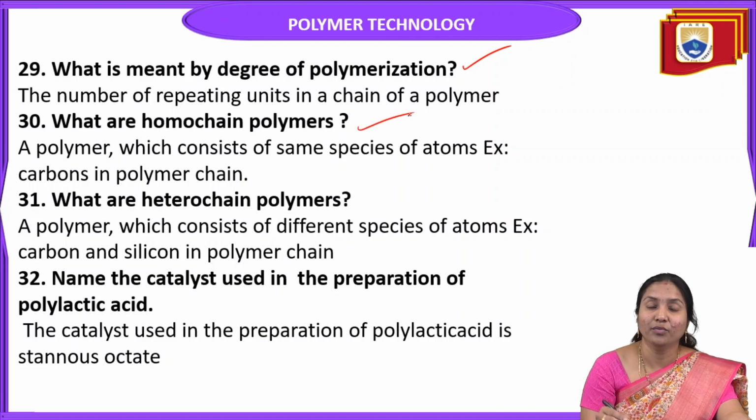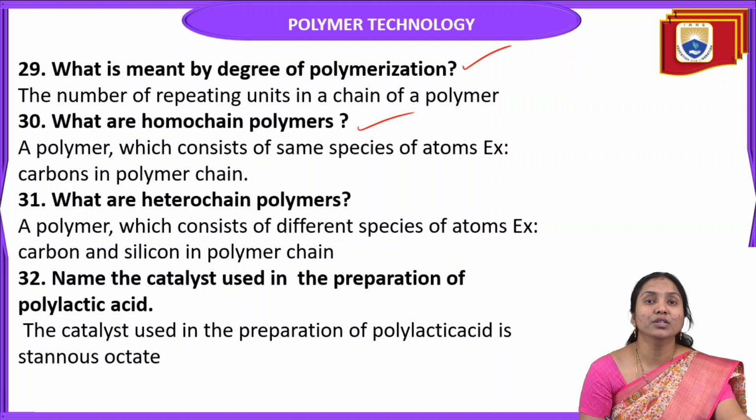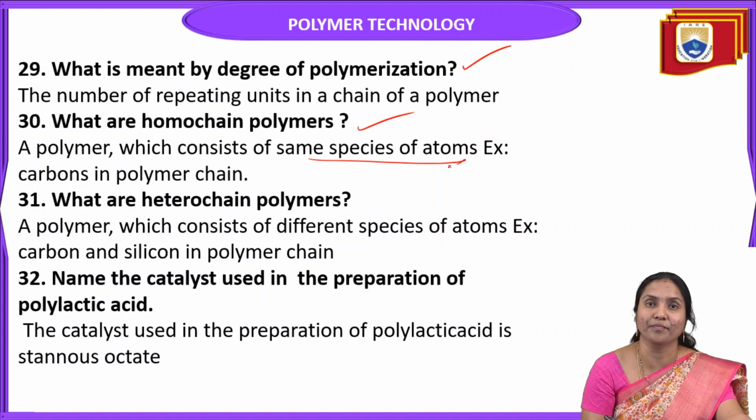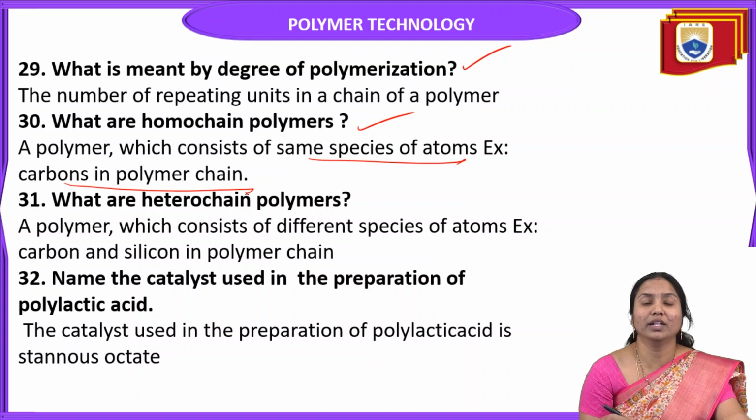And the next question is, what are homochain polymers? A homochain polymer is one which consists of the same species of atoms, for example carbons in the polymer chain. That is called a homochain polymer. Otherwise, the same monomer units repeated several times is also called a homochain polymer.